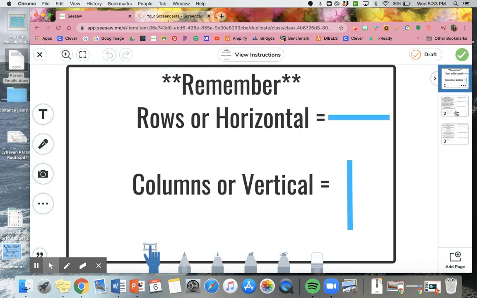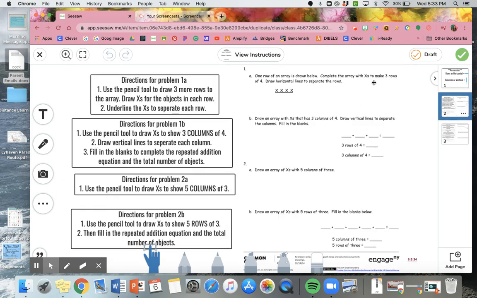Okay, so let's take a look. So remember, rows are horizontal, columns are vertical. So there are directions next to each question. It's basically the boxes of directions explaining this part more. That's in the problem. So you're going to either draw horizontal lines like this, as you see in question 1. Or question B, it's asking you to draw a vertical line, so it'd be like this.